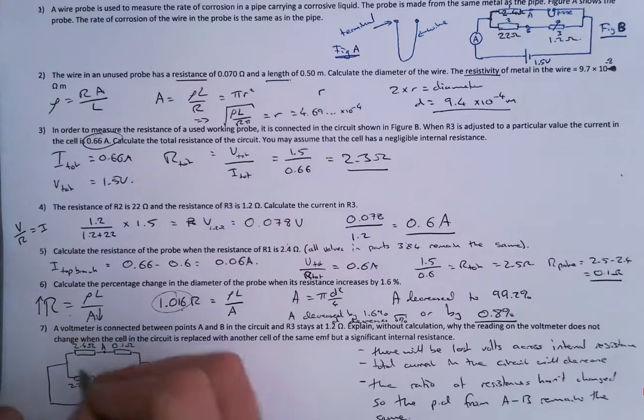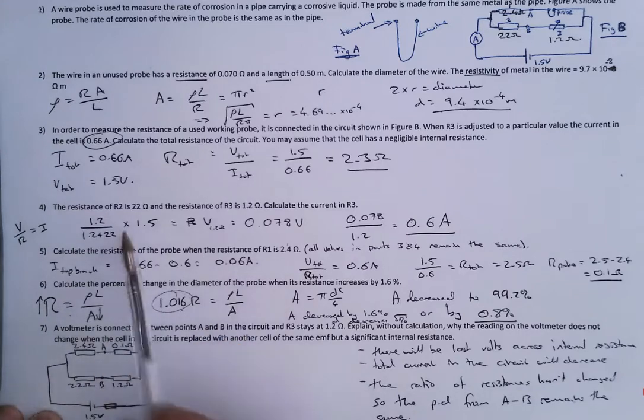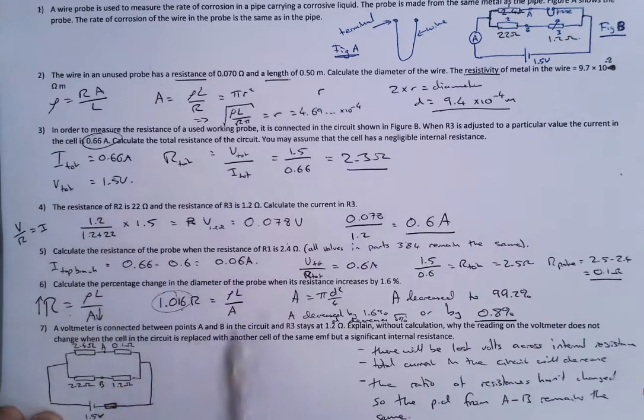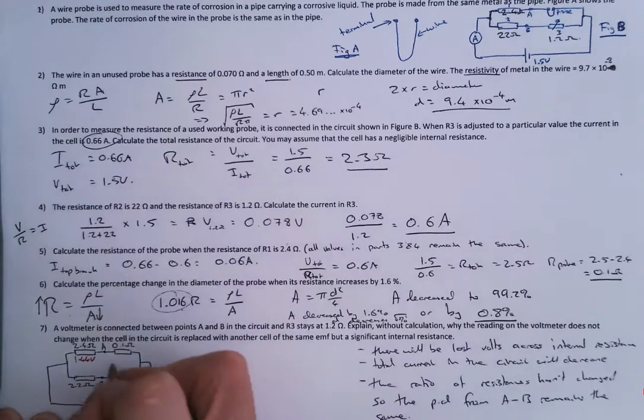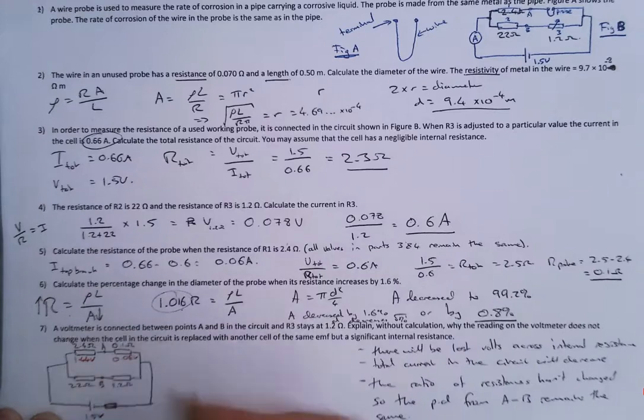across each of the components. Now I'm going to use the potential divider formula like I used here, but I'm not going to write it out each time. I'm just going to tell you that the potential difference across this one will be 1.44 volts, across here is 0.06 volts, across this one 1.42 volts, and across here is 0.08 volts.